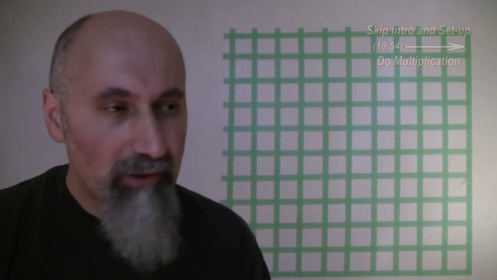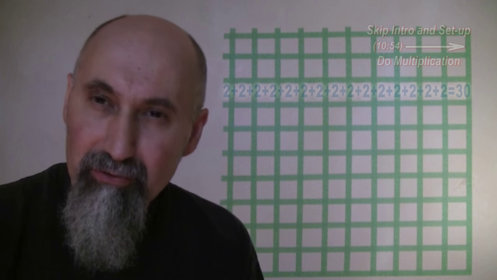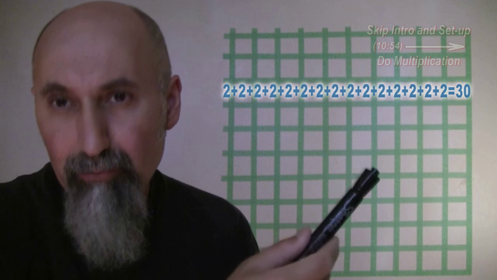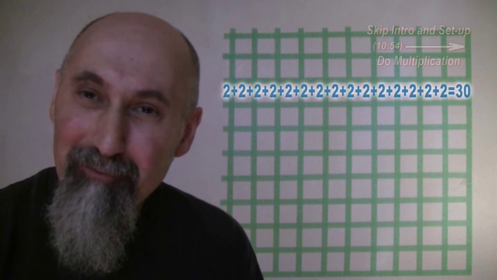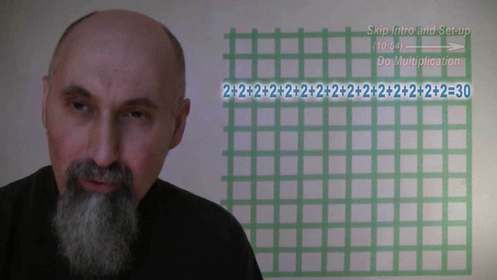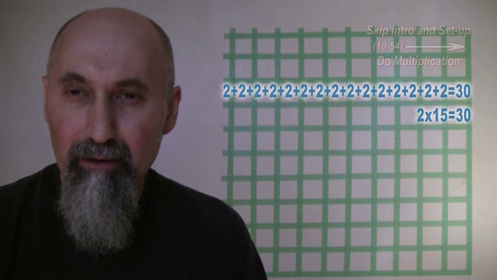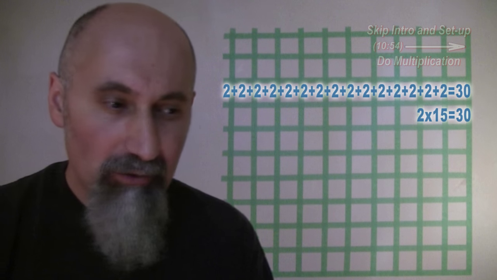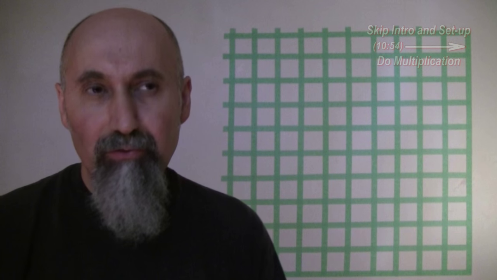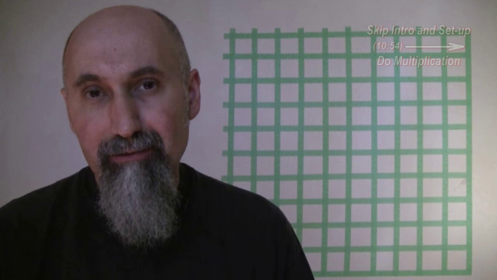If you wanted to add 15 twos together, you could go 2 plus 2 plus 2 plus 2, and so on, writing it out 15 times, or we come up with a shorthand, a simpler way to do it. We would go 2 times 15.